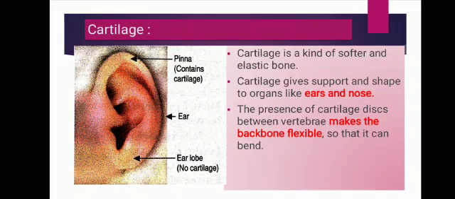And one more thing, the presence of cartilage discs between vertebrae makes the backbone flexible so that it can bend easily. The cartilage discs also absorb shock when we run, jump and do other such activities. So this is about cartilage. It is present in the pinna of the ears, the end of the nose, the bones where they meet one another at the joints, and the vertebrae of the backbone.